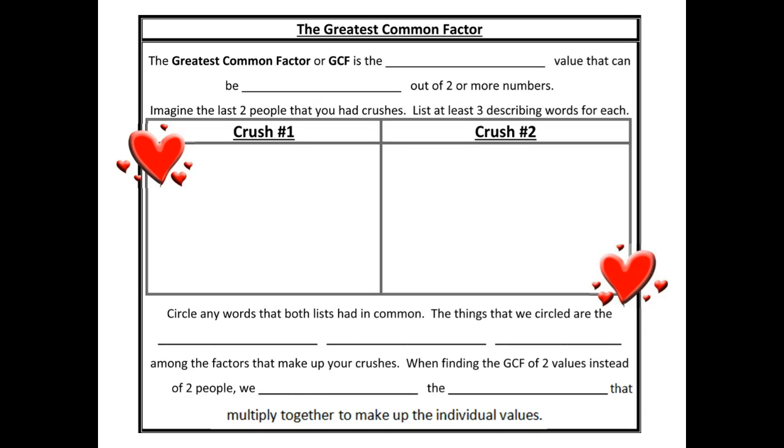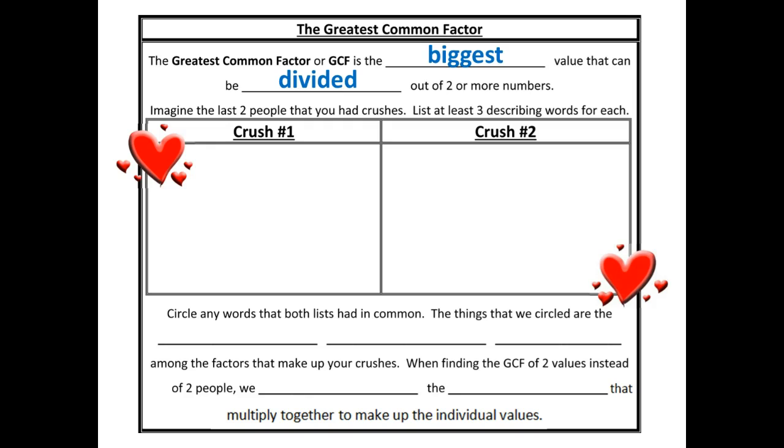The number that you would typically divide out of your numerator and your denominator to simplify is called the greatest common factor. The greatest common factor, or GCF, is the biggest value that can be divided out of 2 or more numbers. So this doesn't always just apply to fractions, but it has its biggest use in the world of fractions. To describe the greatest common factor, you need to look at it like having 2 crushes.